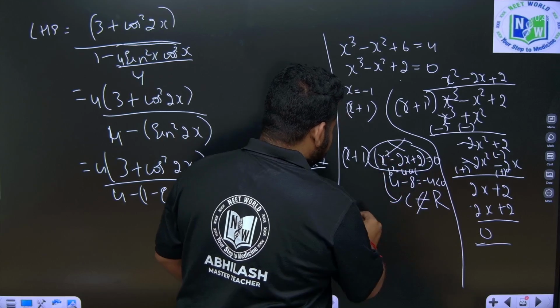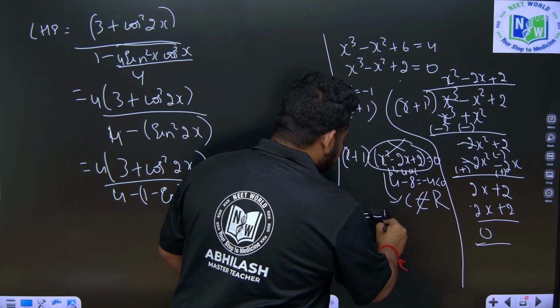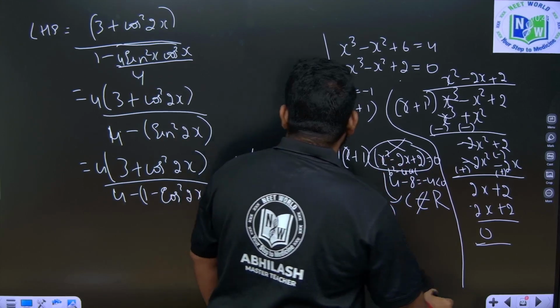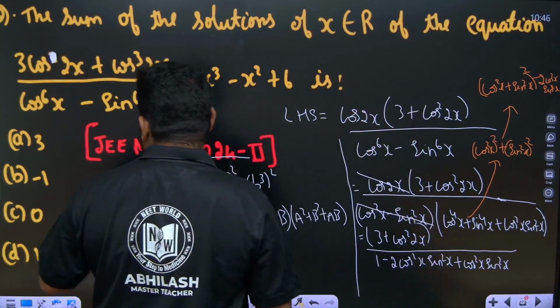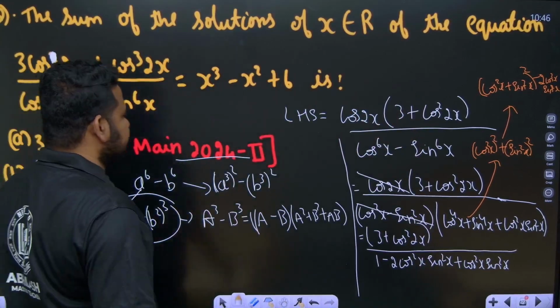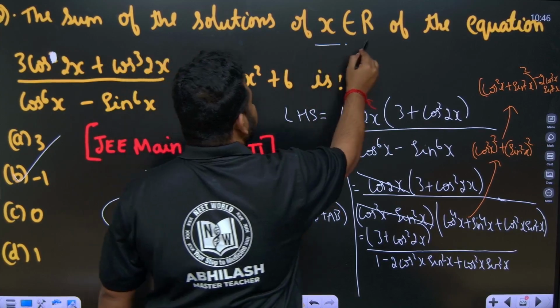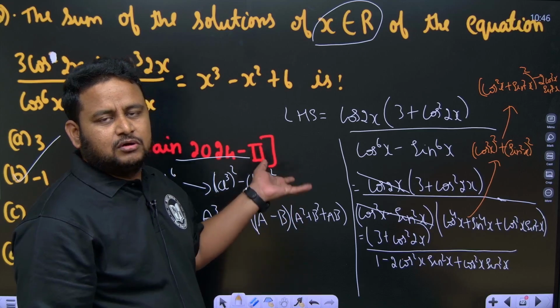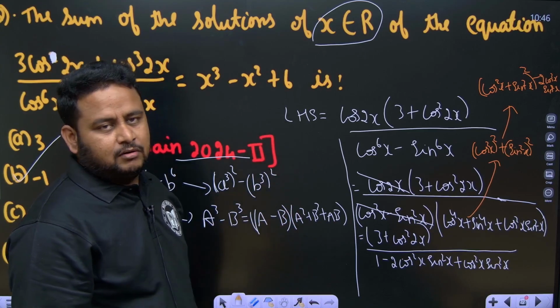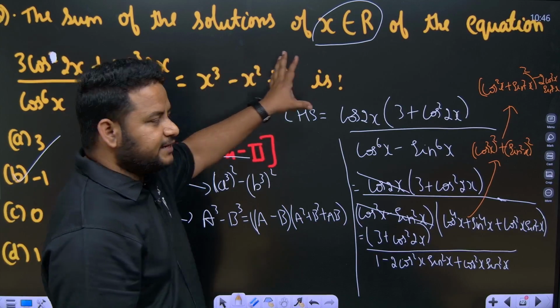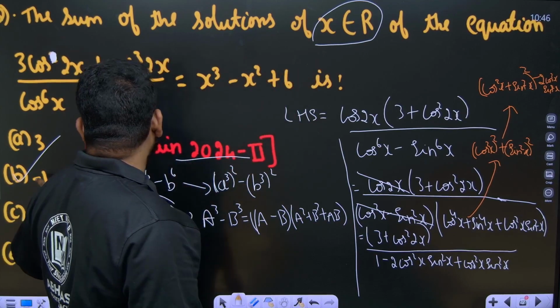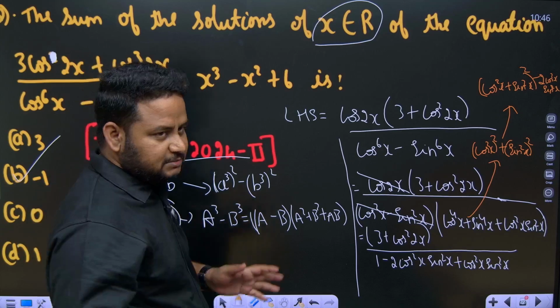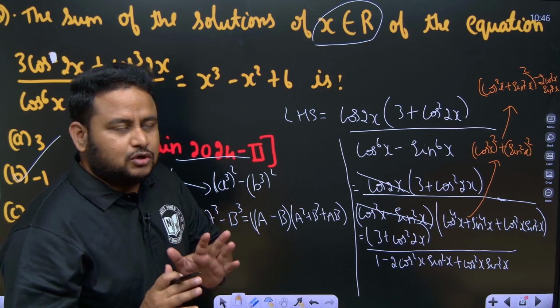So x plus 1 is equal to 0, and we get x is equal to minus 1. This is the only value we get. So the answer is minus 1, because they have told x belongs to R. In the second equation x belongs to complex numbers, but here we have to take only the real root, that is x is equal to minus 1.